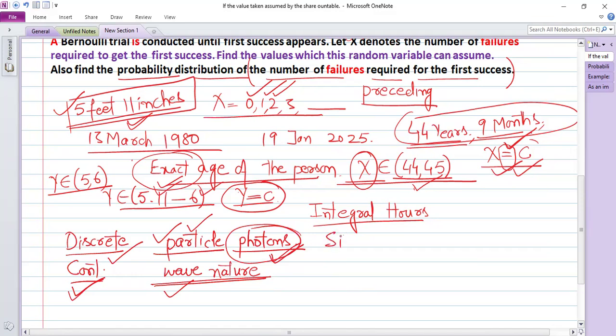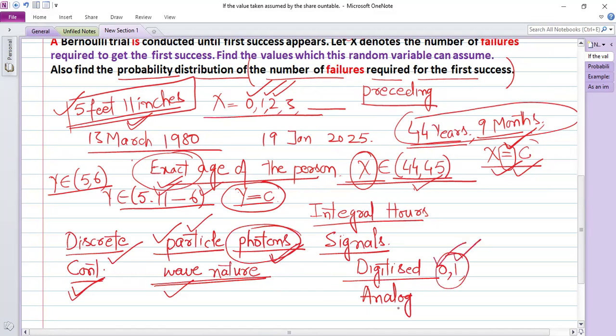Even signals are of two types. One type is the digitized signal, and the other type is the analog signal. Digitized signals are in zeros and ones, which means we can count zeros and ones. What is the other type of signal, the analog signal? Actually, an analog signal is a continuous signal.